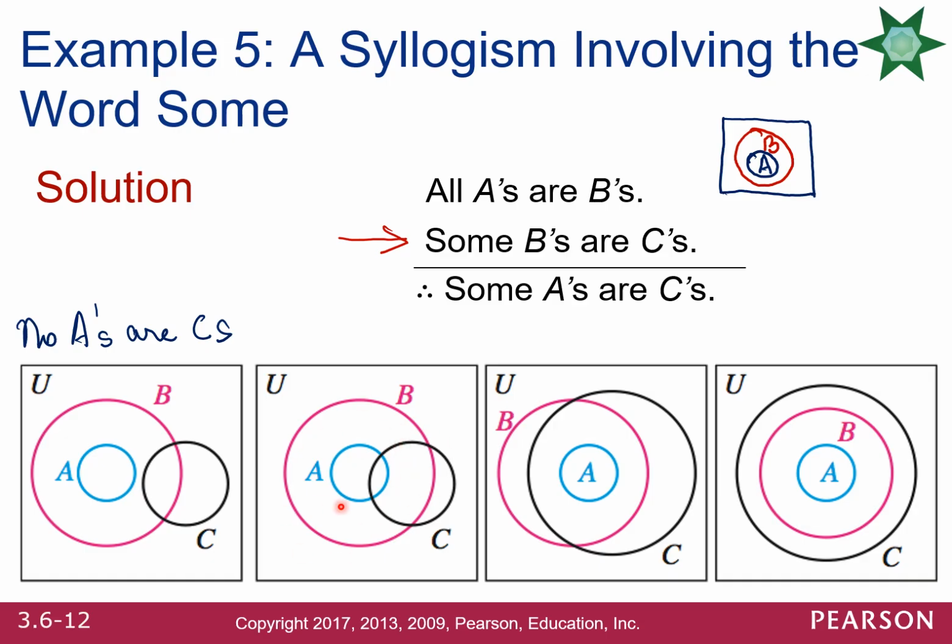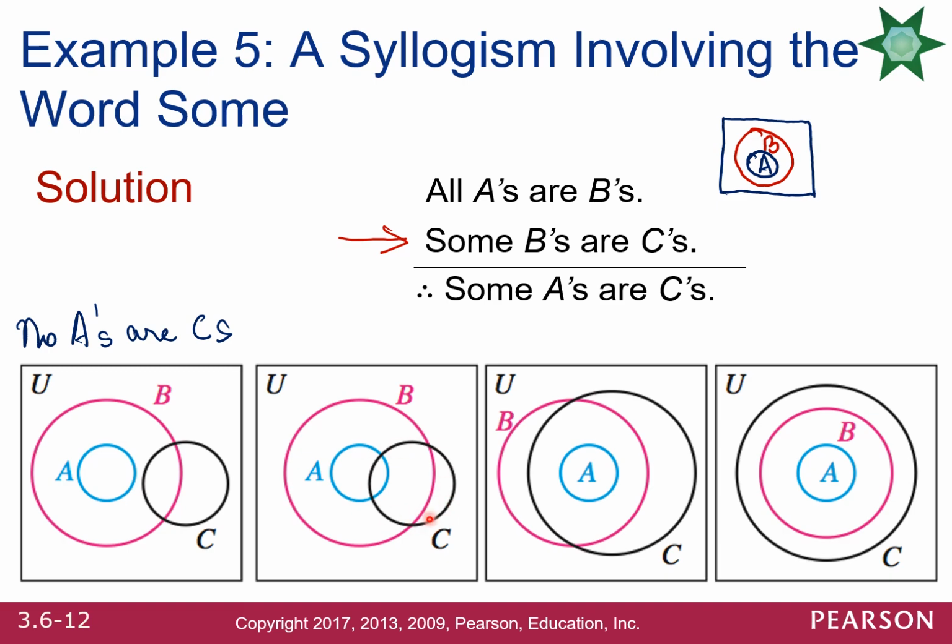It's the same thing. We have the circle of B. Within it, we have the circle of A, but we have the circle of C intersecting with both B as well as A. So in this case, yes, all A's are B's, and then some B's are C's, and also some A's are part of C as well.